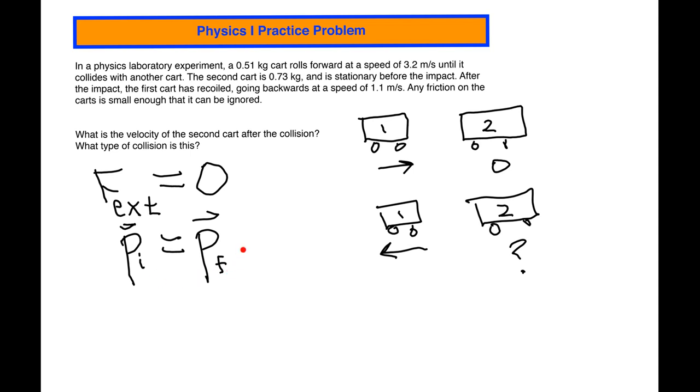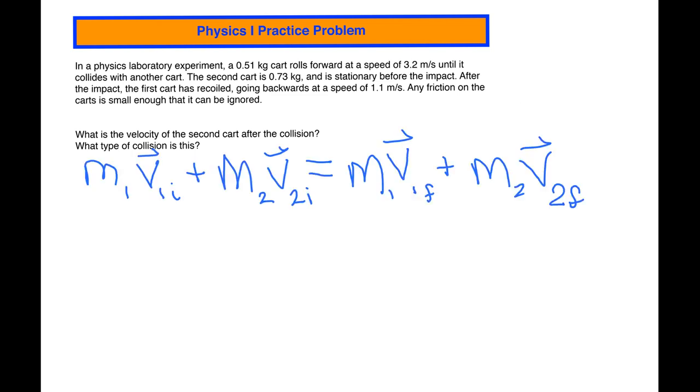So now let's look at this equation for conservation of momentum. Here's the equation that comes out of conservation of momentum. Let's break this down and look at each term. This first term here, m1 v1 initial, is the initial momentum of cart 1, that 0.51 kilogram cart that's moving. This term is the initial momentum of cart 2. So this is cart 2's momentum before the collision. And hopefully you can tell that this is going to cancel out. This is just going to be 0 because the initial velocity of cart 2 is 0. We're told that it's stationary before impact.